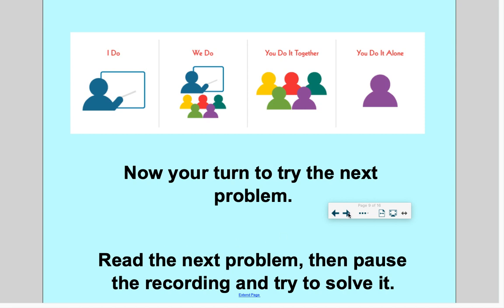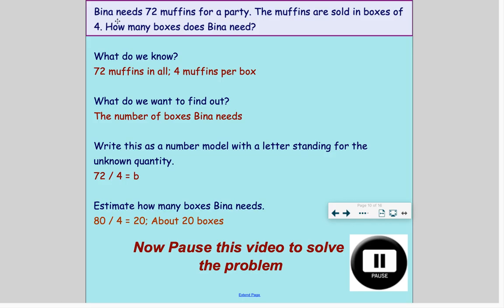So what you need to do is pause this, read the next problem, pause the recording, and try and solve it. I'm going to read the problem to you. Beena needs 72 muffins for a party. The muffins are sold in boxes of 4. How many boxes does Beena need?